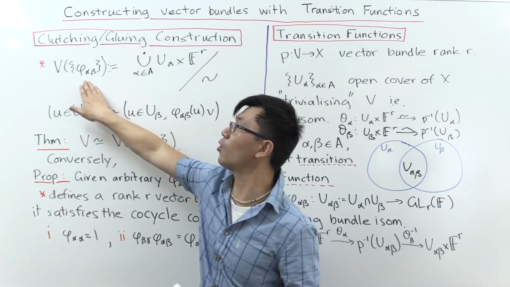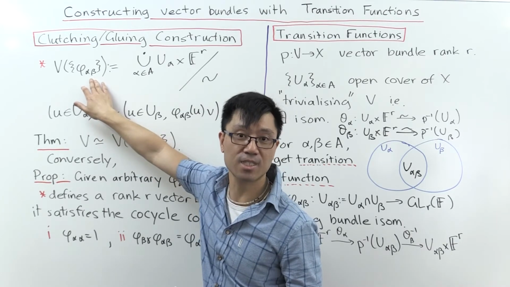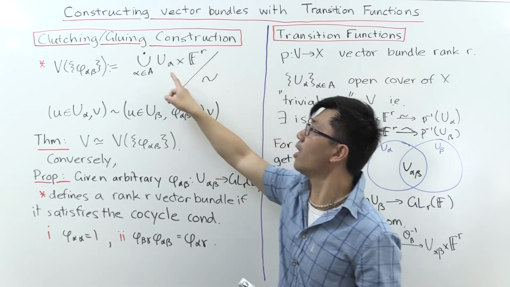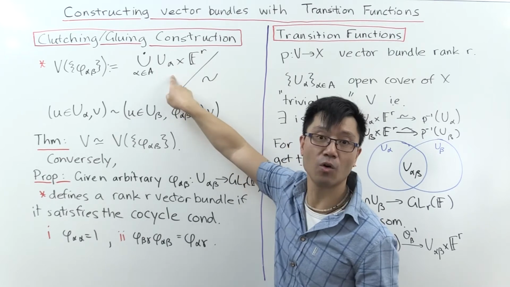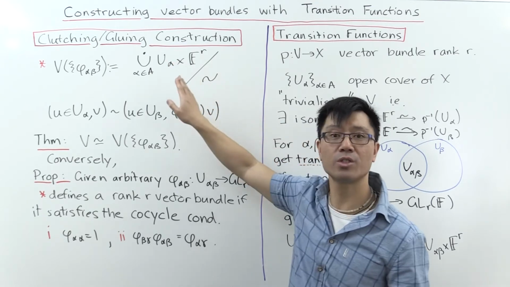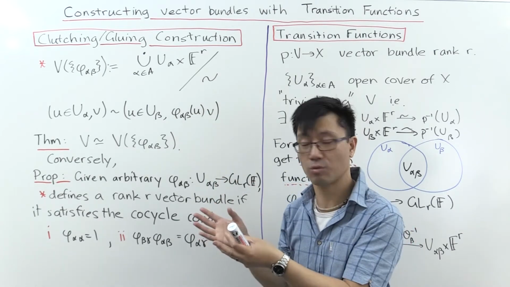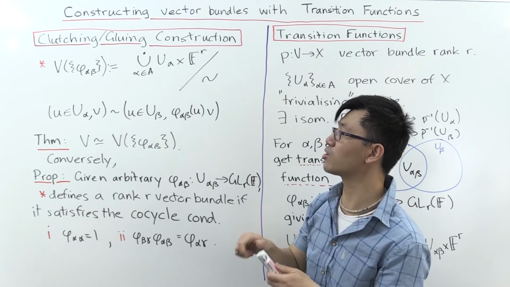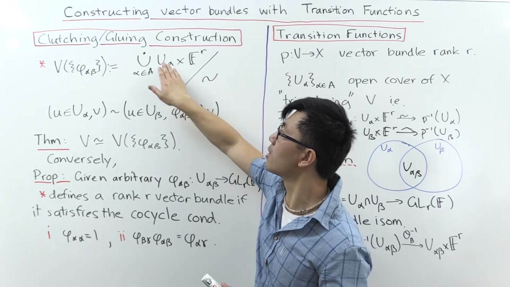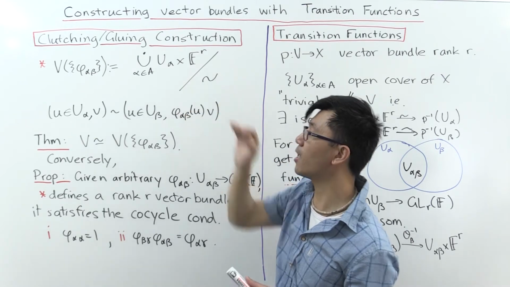So we assume we're given all these phi alpha beta, these transition functions, where alpha and beta range over the index set for the cover, this open cover, which trivializes this vector bundle. And we look at this disjoint union of all these trivial vector bundles, U alpha cross F to the r. And what we do is that we just have to glue these together. And gluing them together just means that we put an equivalence relation on them. And what's that equivalence relation? Sometimes we'll need to glue some part of U alpha cross F^r to some part of U beta cross F^r. And when does that happen?